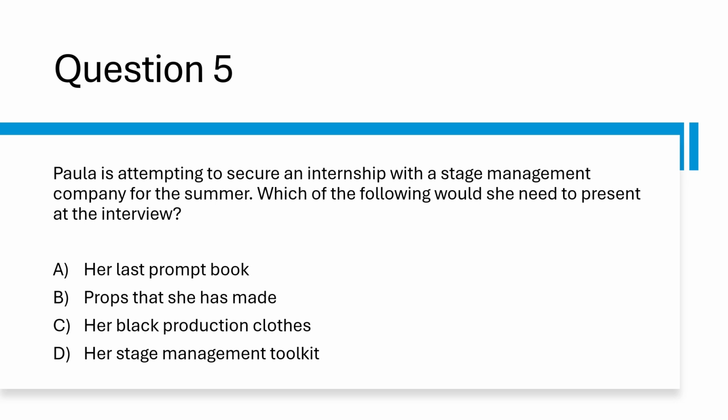So let us look at all the options that are there. A, her last prompt book. B, props that she has made. C, her black production clothes. And D, her stage management toolkit. Now, let us go through a process of elimination again, because it is important that we are able to eliminate.